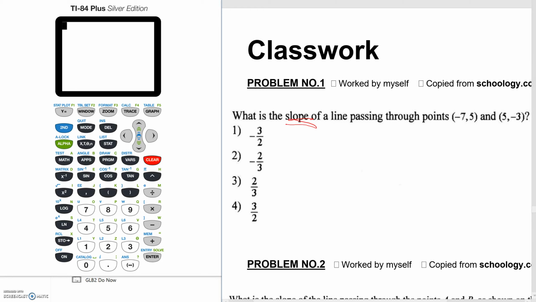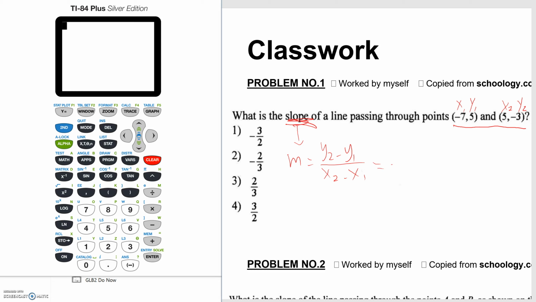What is the slope of a line passing through these points? So whenever we're asked for slope, our slope formula, m, is y2 minus y1 over x2 minus x1, where any of these points are x1, y1, x2, y2.